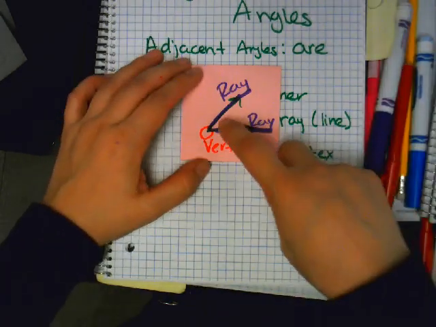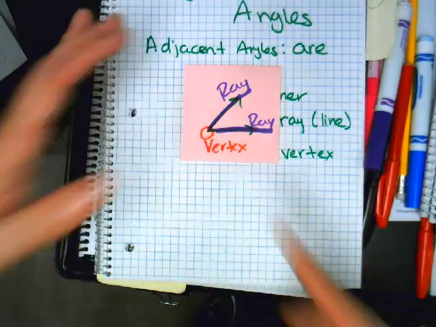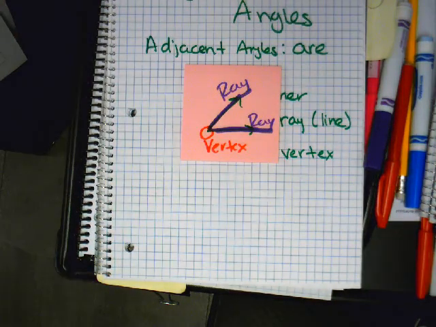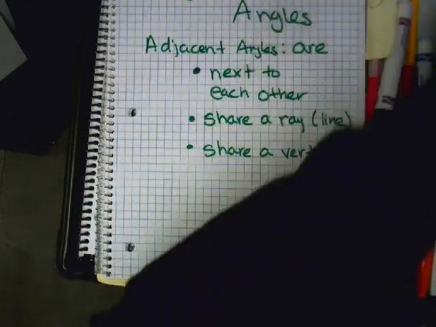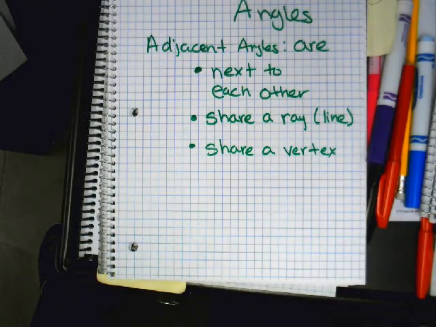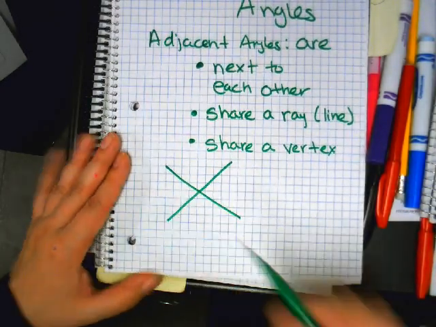Okay, so this is a ray. This is a ray. That's a vertex. So a ray is just a super fancy word for a line. All right, cool? Okay, so let's go back to adjacent. All of these three things need to happen. Don't worry if you don't get it because I'm going to explain it to you right now. Okay, draw me an X. Pretty big X. Size of like 3 fingers.